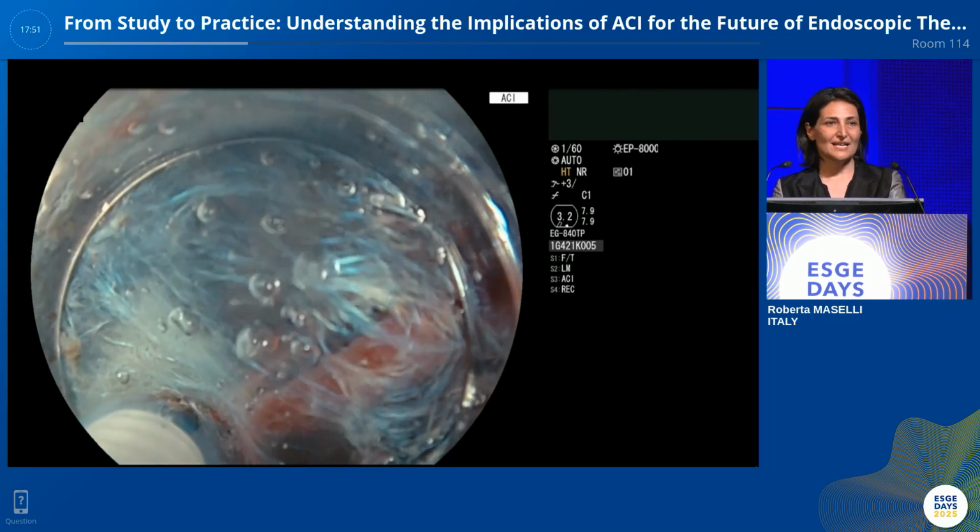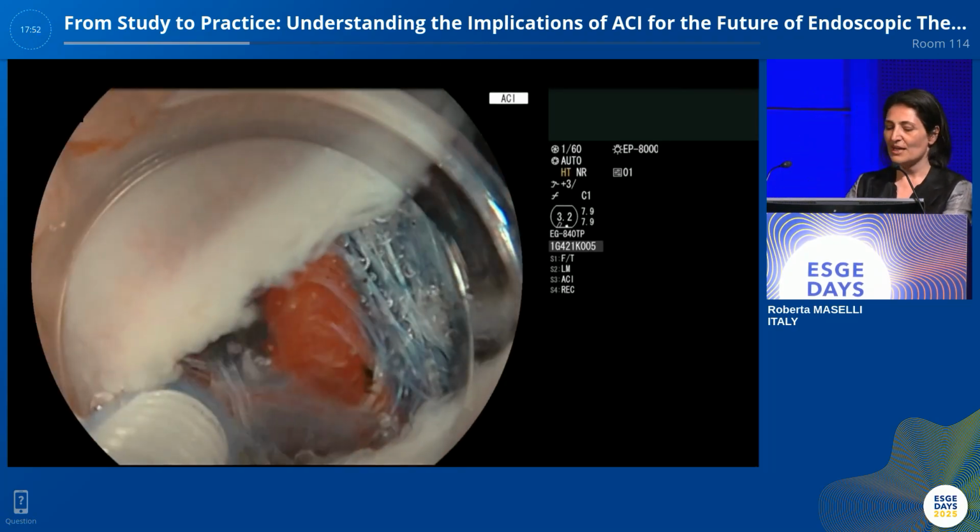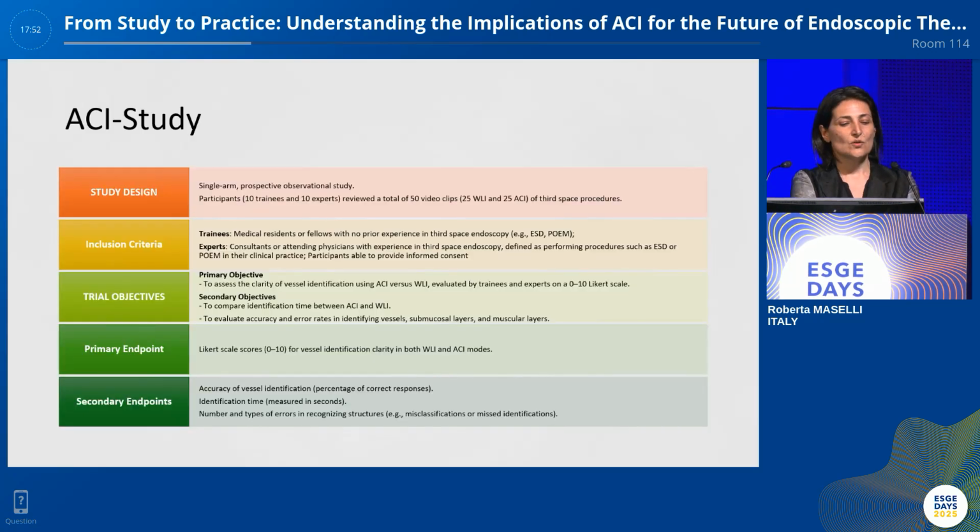But let's move to the study, because this is the topic and the main aim of my presentation. What we've done, in a single center at Humanitas, is a prospective observational study with 20 people: 10 defined as trainees, so non-experts, and 10 experts, to simply watch.